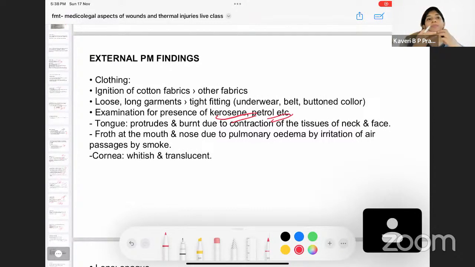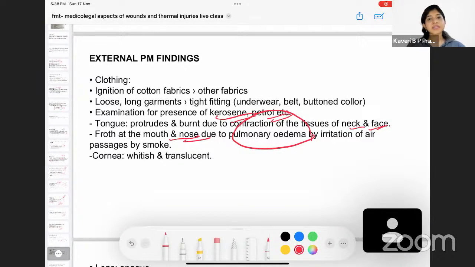And whenever there is a person who has died because of fire injury, you can see that the tongue has protruded, and there is going to be contraction of the muscles of neck and face. There is going to be a typical staring appearance of the face region of the person, and there is also going to be froth seen around the mouth and the nose. Why is there froth seen? It is because of the pulmonary edema and congestion.